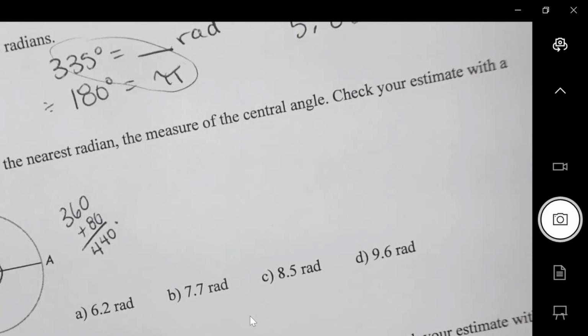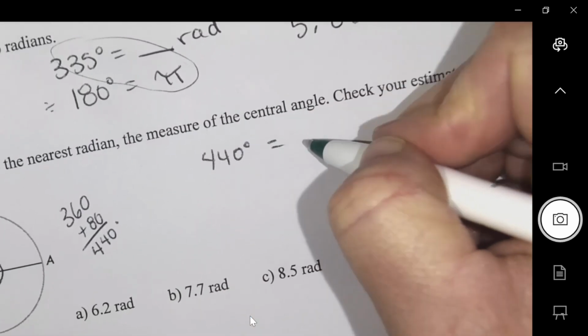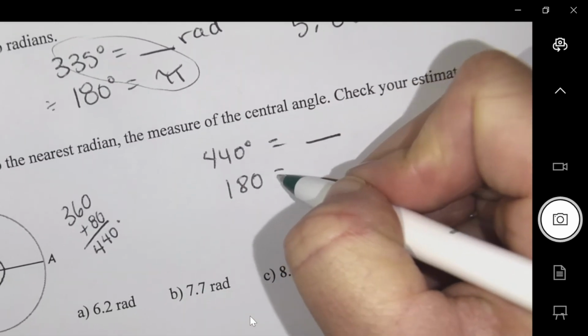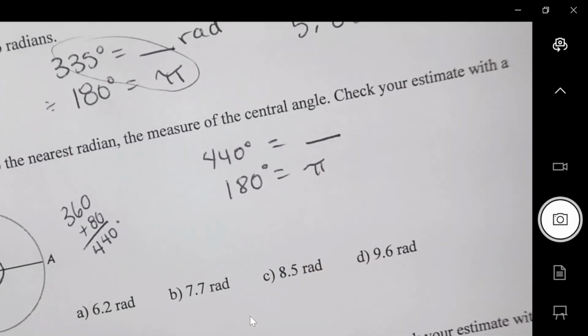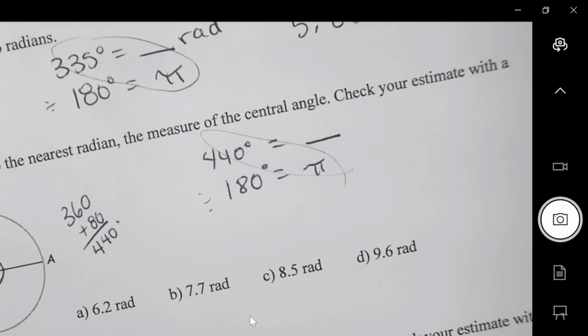So your estimations, you're probably better to estimate in degrees with your brain because that's what you know. And then let's see what we're going to get closest to. If we just say if that's 440, do we get something to kind of be close because we just estimated?